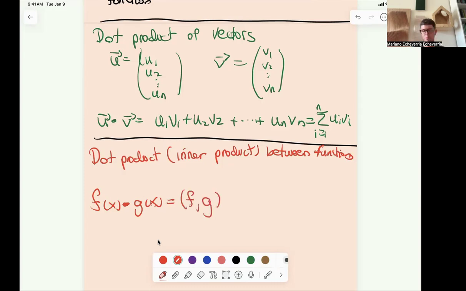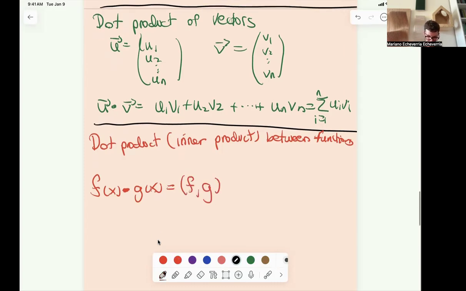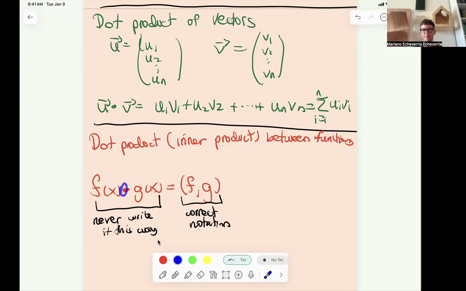This is the way it's written. So never write it this way, but I'm doing it for the first time just to make it clear. So this is the correct notation, because again, there's too much risk of confusing this with just regular multiplication of functions.